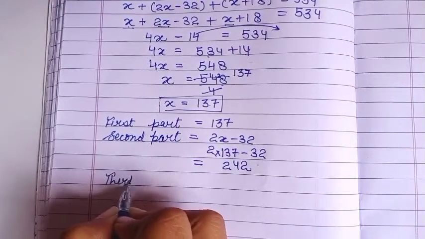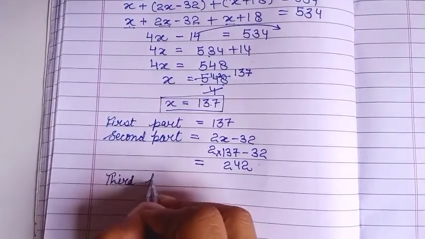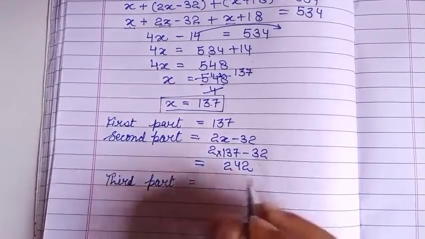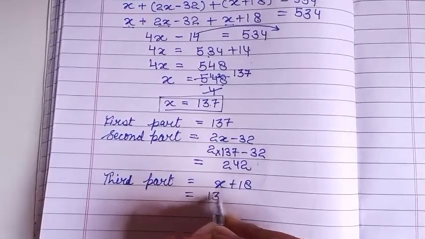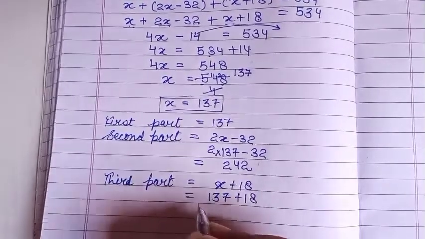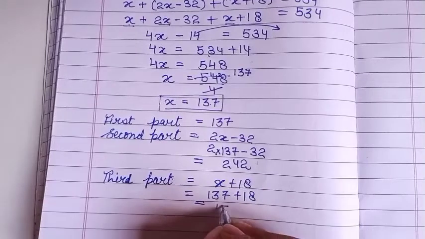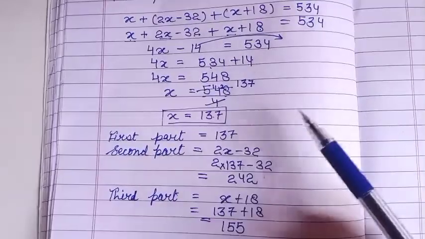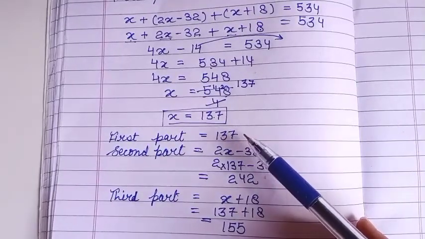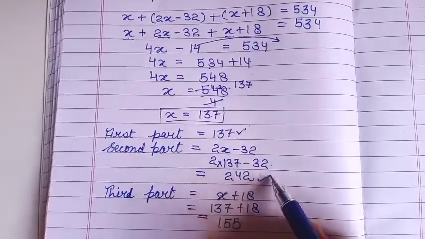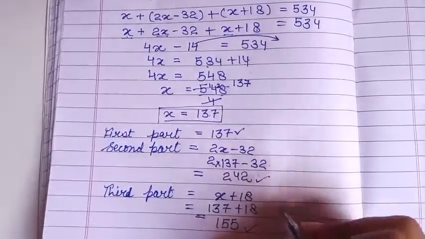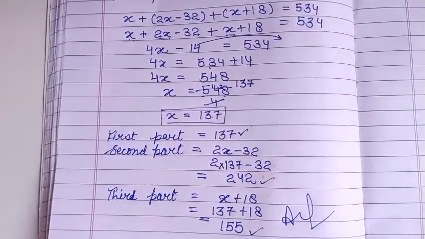The third part is x plus 18. So x was 137 plus 18. When you add these two, you will get 155. So they have divided 534 into these three parts: 137, 242 and 155. So this is your answer.